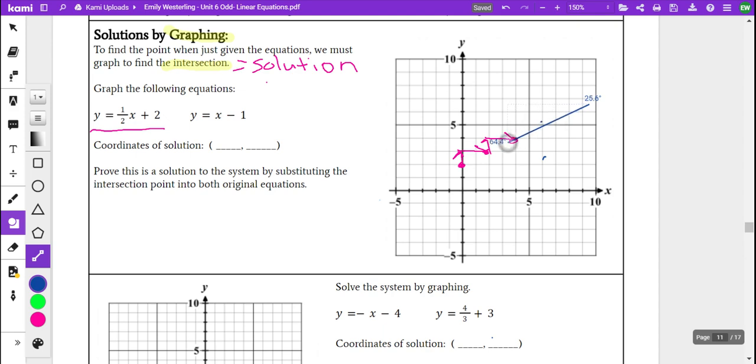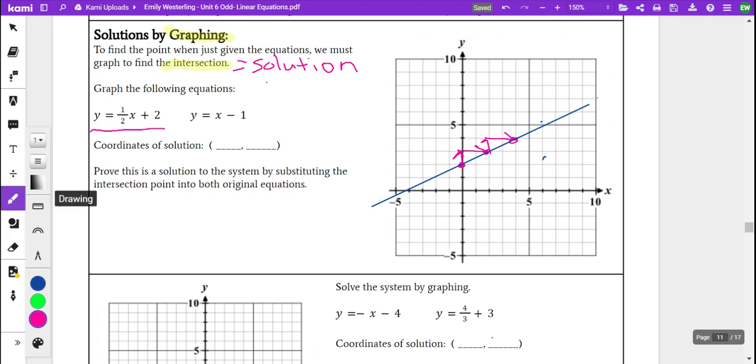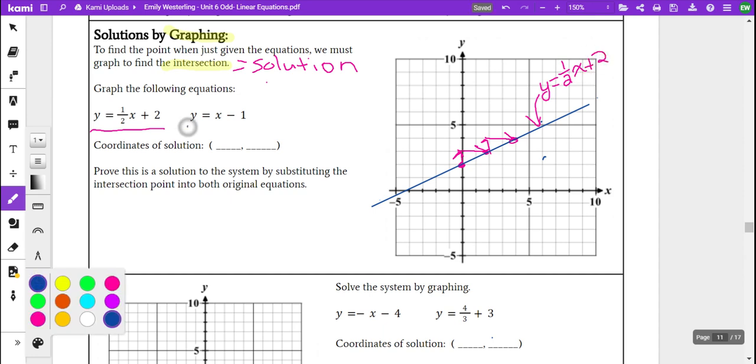Okay, so I'm going to put a ruler through there. Boy, I wish that was pink. That's okay. So this line right here is y equals 1/2 x plus 2. Alright, now I have to graph my other line. Y equals x minus 1.